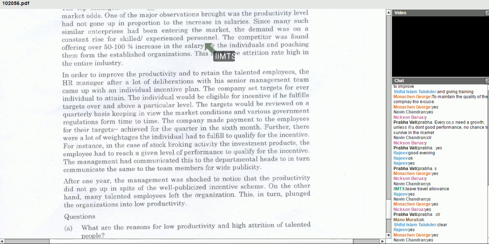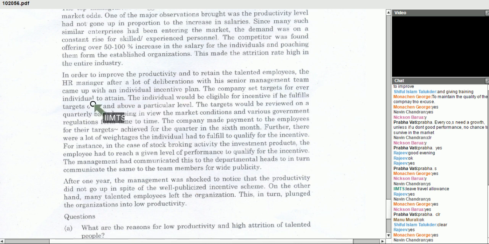In order to improve the productivity and to retain the talented employees, now the company wants to improve the productivity and also doesn't want their employees to leave the organization. The HR manager, after a lot of deliberations with the senior management team, came up with an individual incentive plan. So they have made some strategy of individual incentive plan. Now let's see what that strategy or policy is.